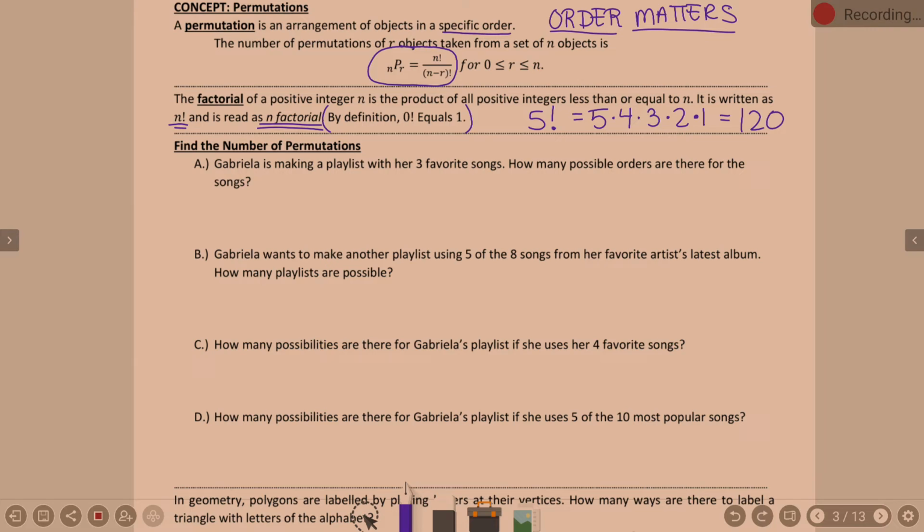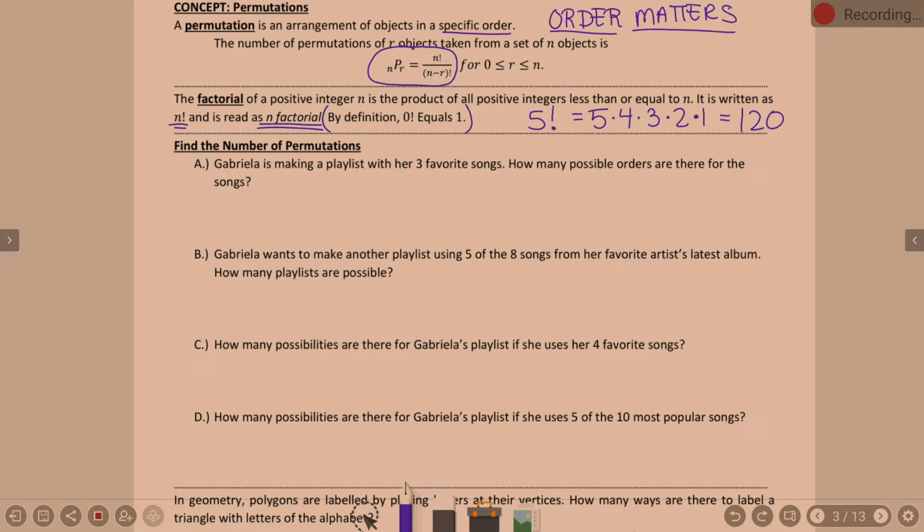Okay, so permutation, an arrangement of objects in a specific order. Order matters. As we look at some examples where we practice this: Gabrielle is making a playlist with her 3 favorite songs. How many possible orders are there for the songs?